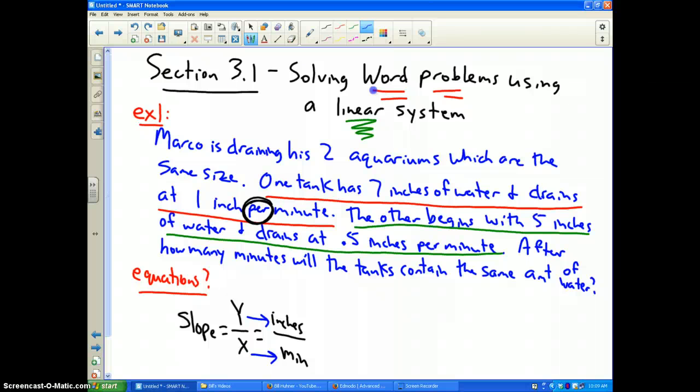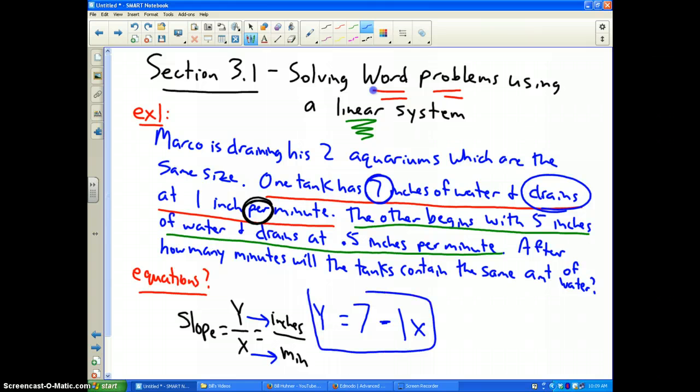Now, if we write the first equation, it says it begins, or it has 7 inches of water to begin with. So the first equation starts at 7 and it drains. Drains means goes down, which is minus, by 1 inch every minute, which is the letter x. 1 is our slope, and now we have our equation in the form y equals mx plus b, where the y-intercept is 7 and the slope is negative 1.